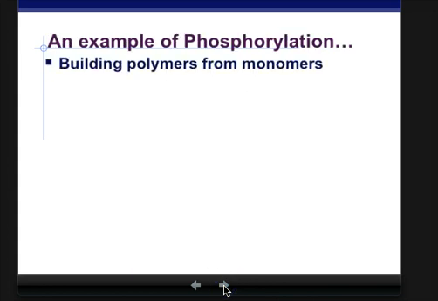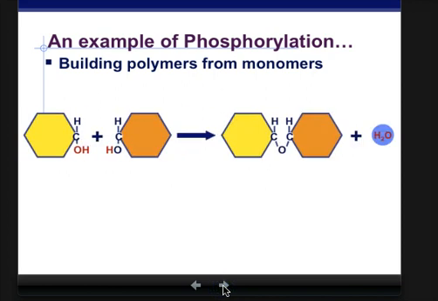So, all right, an example of phosphorylation, building polymers from monomers. All right, how does this happen? We've talked about this a bunch. All right, so here we have two monomers, and we're going to synthesize them into a polymer, right? And we remember that water is a part of this reaction, but the water doesn't just come off on its own from this, okay? It gets pulled off by phosphorylating the monomers.